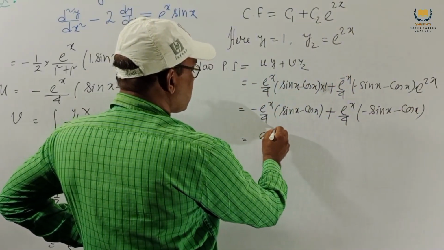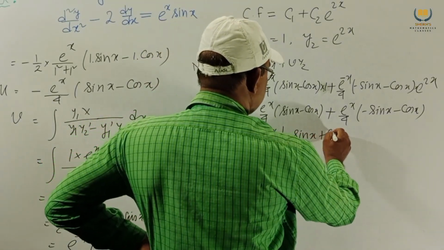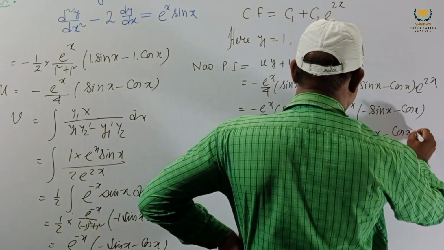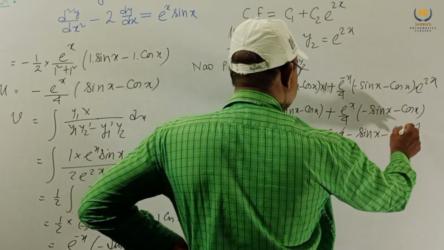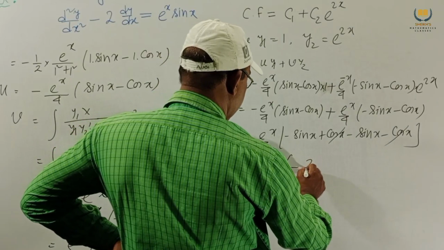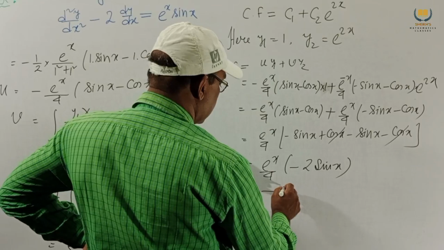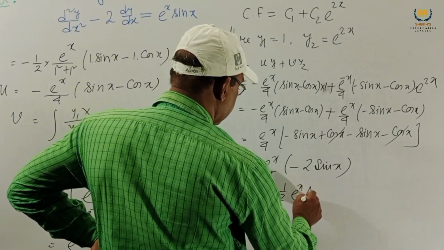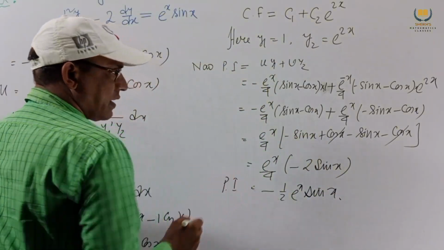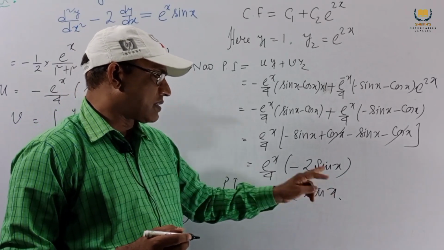Now e to the power x by 4 is common: minus sin x plus cos x minus sin x minus cos x. The cos terms cancel, and we get e to the power x by 4 times minus 2 sin x. The 2 cancels, giving minus 1 by 2 e to the power x sin x. This is our particular integral: minus 1 by 2 e to the power x sin x.